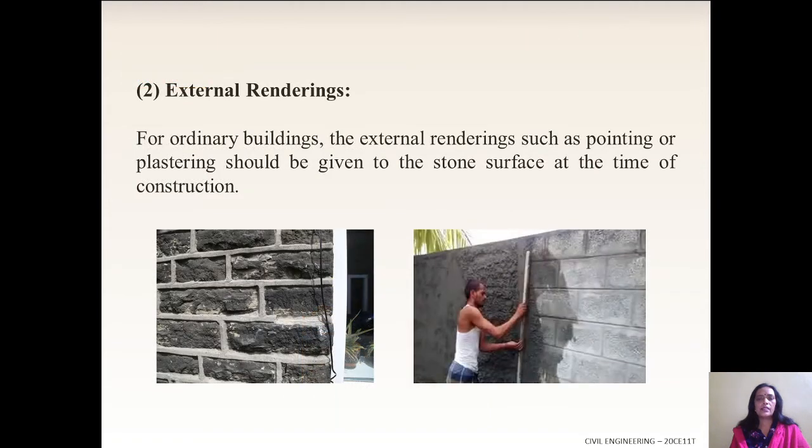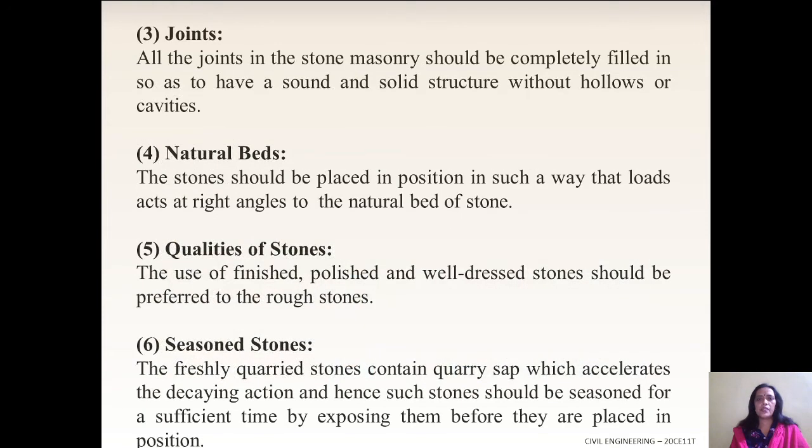Then the external rendering. The other method can be the external rendering with pointing or plastering. The pointing and plastering should be done to the external surface at the time of construction. The joints are the weak points, which allow the atmospheric agents to penetrate through the surface and cause the decay. So the joints should be taken care of. It should have a solid structure without hollows or cavities.